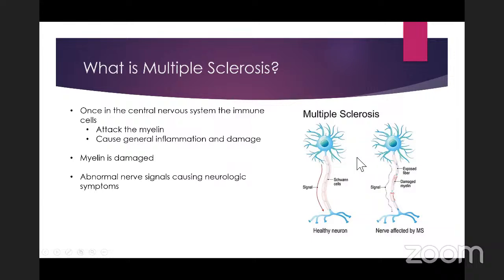And so when we have damage to the myelin, you can see this axon on the left. The signal is a smooth signal because the myelin, again, is helping it travel better. But when the myelin is eaten up and ratty on the right side, you can see the signals can get disrupted, slowed down, or even lost in some cases. And that is what causes the symptoms of MS that we'll talk about here.